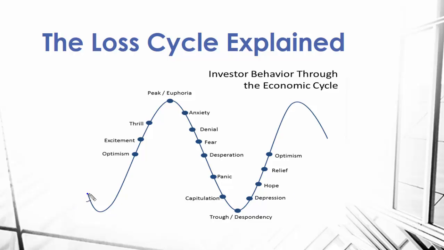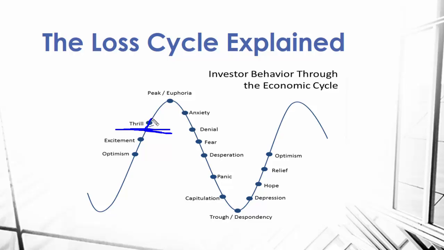So when the market is going up, we have optimism. People and investors are optimistic about the market. They're excited about the market. They are thrilled about the market. This is when you have all your friends and family and the mainstream inviting you to invest in the market at the thrill and excitement stage. So investors normally enter the market at this excitement and thrill phase.